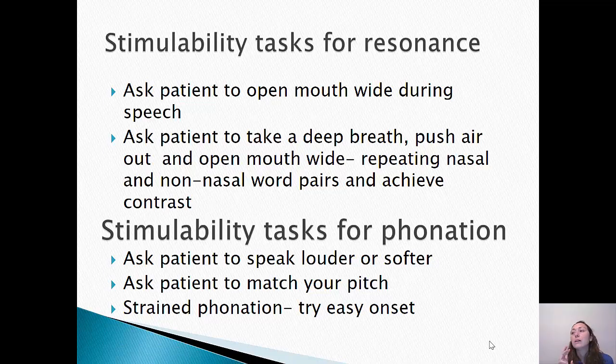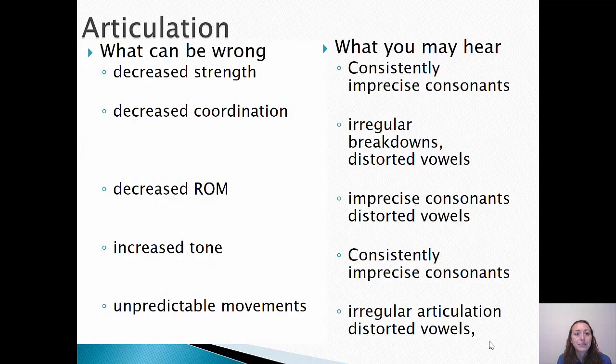I will tell you, in general, if you have reduced velopharyngeal closure, and that's because of some paralysis or weakness from a neurological perspective, it's unlikely that we're going to see much change with stimulatability because that patient might need more prosthetic or medical interventions. However, you still want to see if we can shape that a little bit. Same thing for phonation. If they're using an atypical pitch, have the patient try to match your pitch. Try an easy onset with voicing with strain. Just trying to adapt and shape in the moment after finding out that area is in deficit.